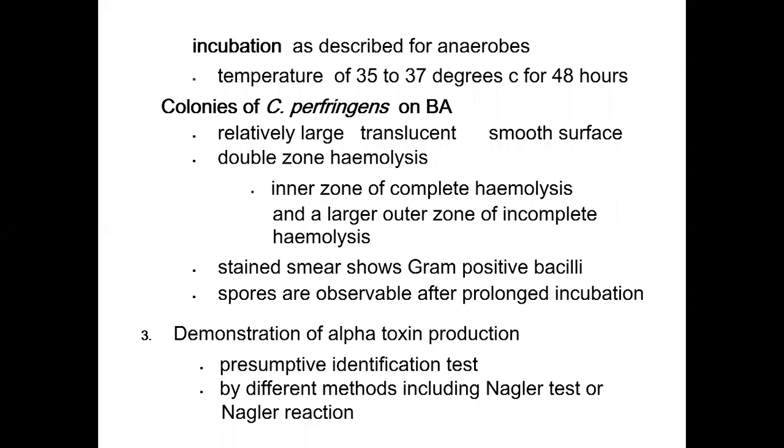Then if one is dealing with gas gangrene, it's important to go a step further and demonstrate the ability of that isolated organism to produce alpha toxin. It is a presumptive identification test, and there are many methods of doing it. One of them is called the NAGLA test. How it is performed, you can read about it, you can have it demonstrated to you in the practice.